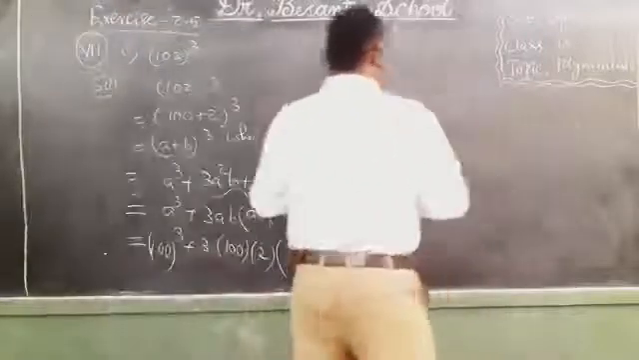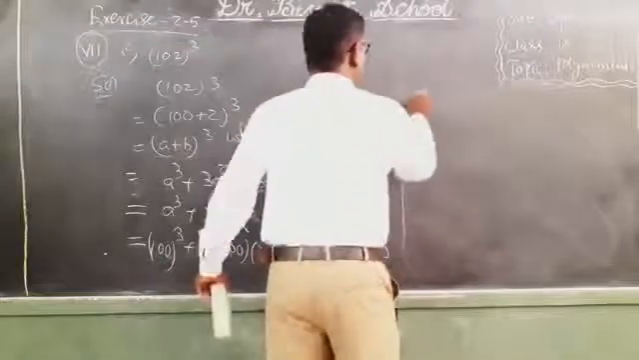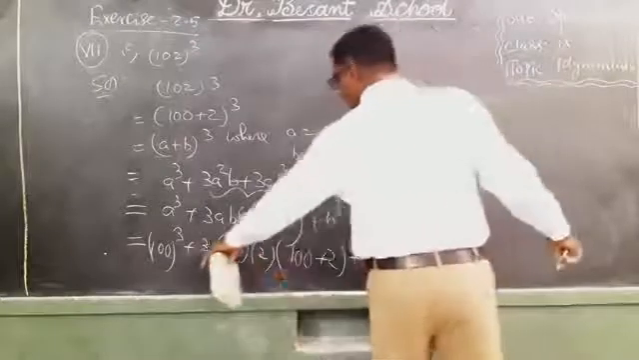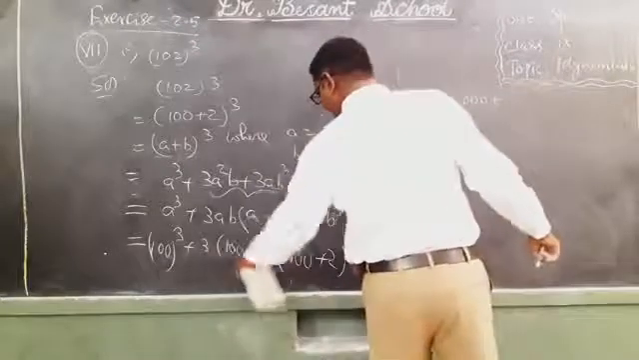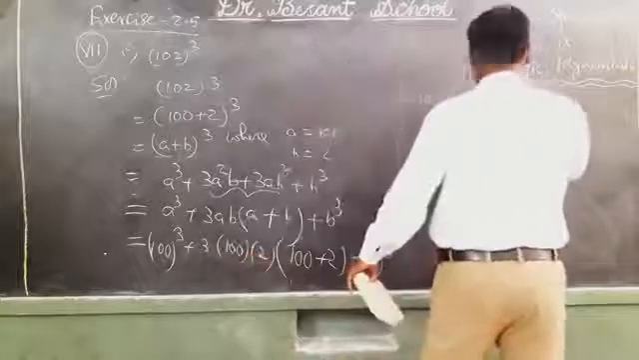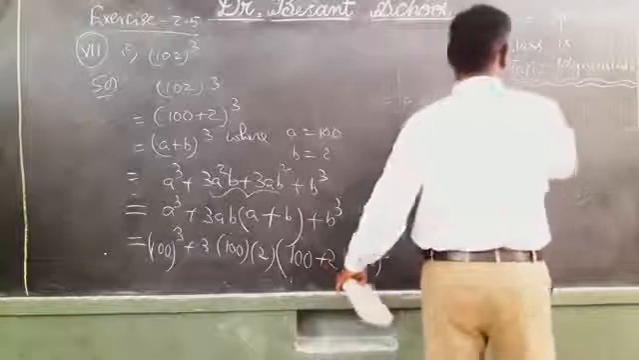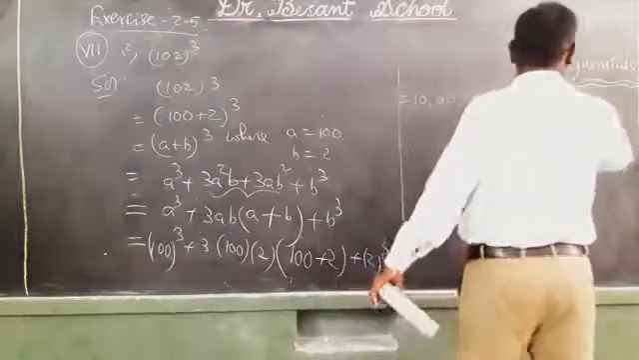Now observe. So that is equal to 10 lakhs plus 3 into 100, 300, 300 into 2 is 600, into this is 100 plus 2, 102, and plus 2 cube is 8.